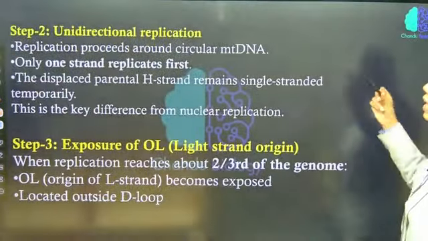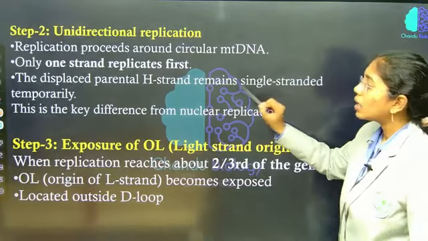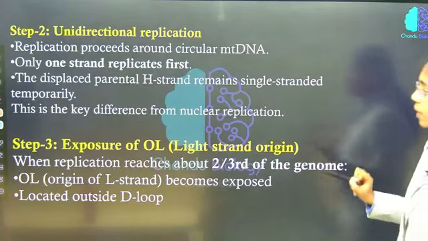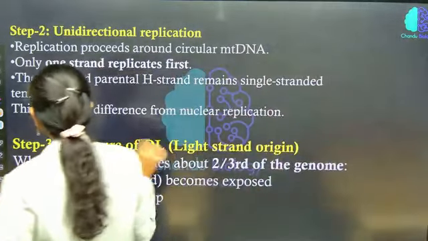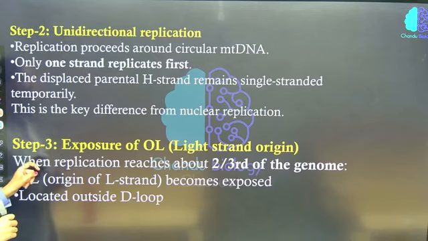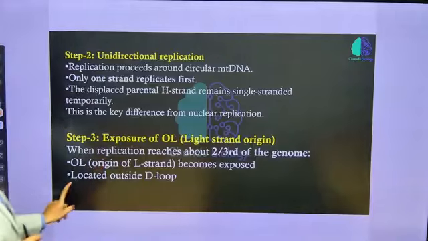Now, in a unidirectional manner the new strand will replicate first. The displaced parental H strand remains single stranded for a temporary time. This is the key difference between nuclear replication and mitochondrial DNA replication.